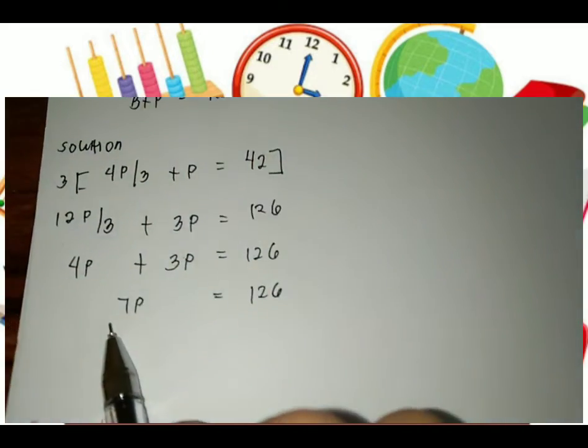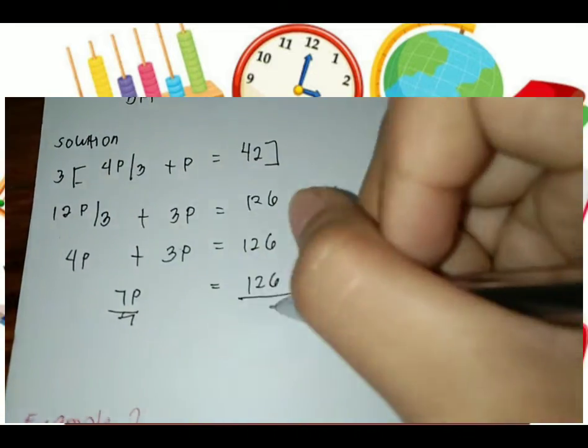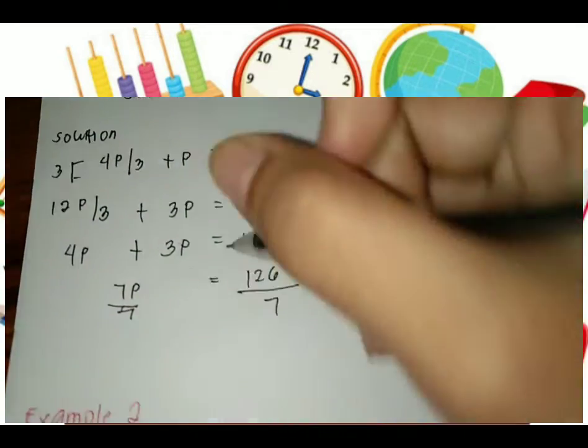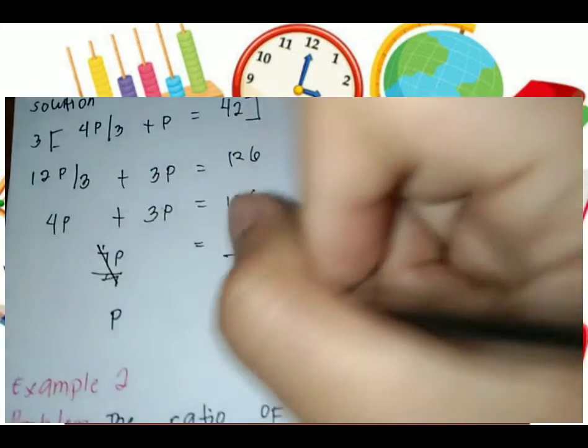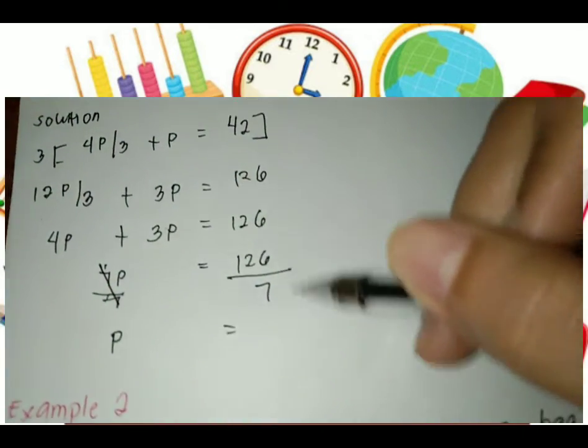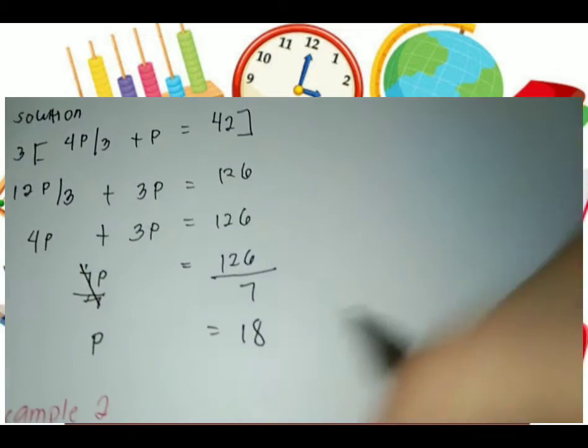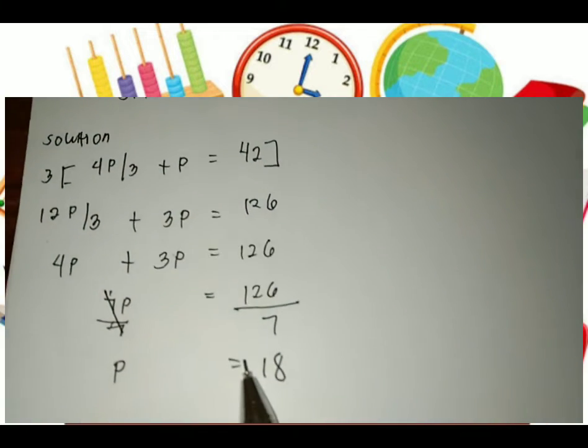Now we are going to divide both sides by 7. So 7P divided by 7, 126 divided by 7. We cross out the 7. P is equal to 126 divided by 7, which is equal to 18. So this is the total number of pink balloons that we were looking for.